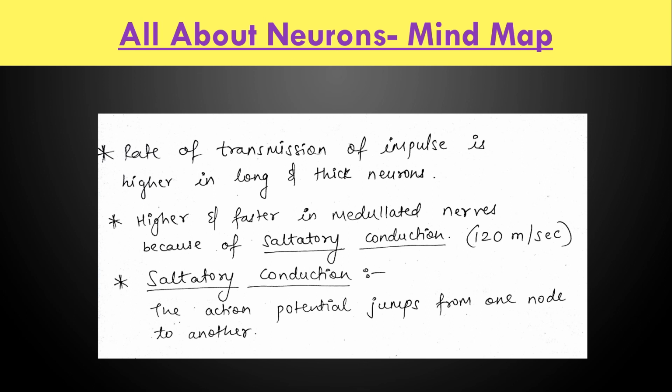So the rate of transmission of impulse is actually higher when the neurons are longer and thicker. Thicker means that they will have presence of myelin sheath on them. So therefore we say that a higher and faster transmission is seen in the medullated nerves. Medullated means myelinated because of the saltatory conduction. Now the saltatory conduction is actually the condition in which the impulse or the action potential is actually jumping from one node of Ranvier to the another.